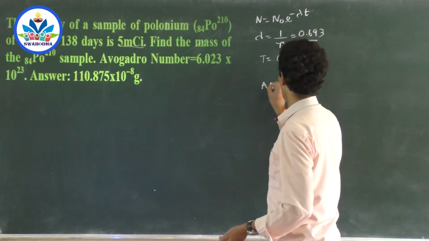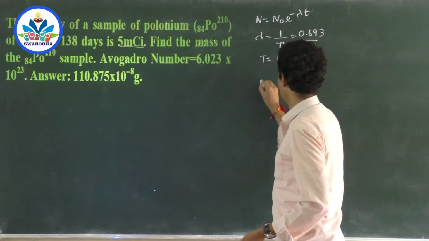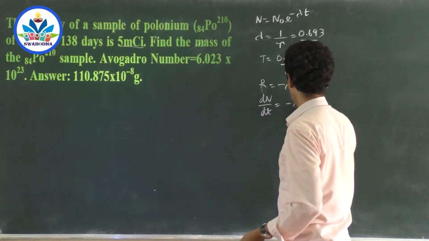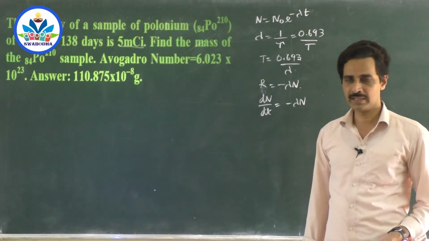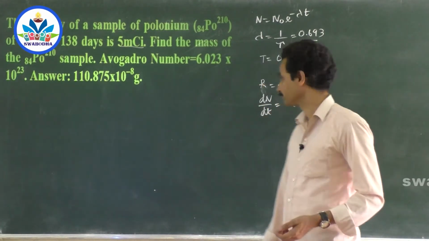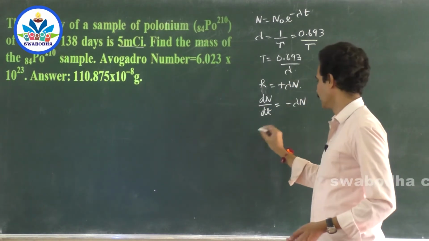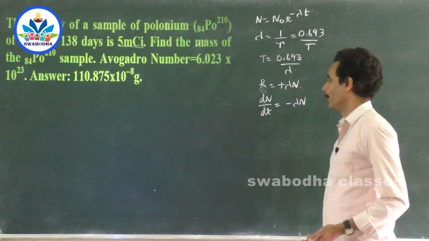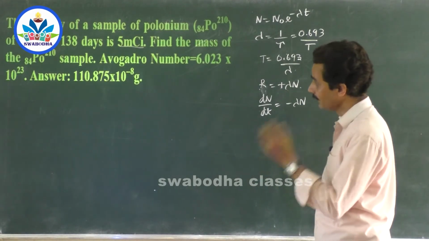If I take activity as R, because we write this formula, dN by dt is equal to minus lambda N. dN by dt is proportional to N, and dN by dt equals minus lambda N. So R is equal to minus lambda N, where R is the activity. Of course, R is equal to plus lambda N, because R is minus dN by dt, right? Minus dN by dt itself is R, so R is equal to plus lambda N. Now, activity is given.